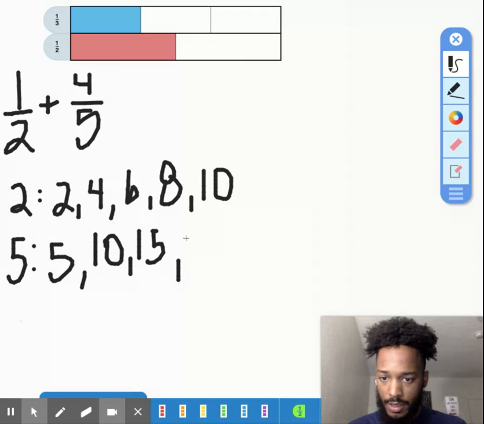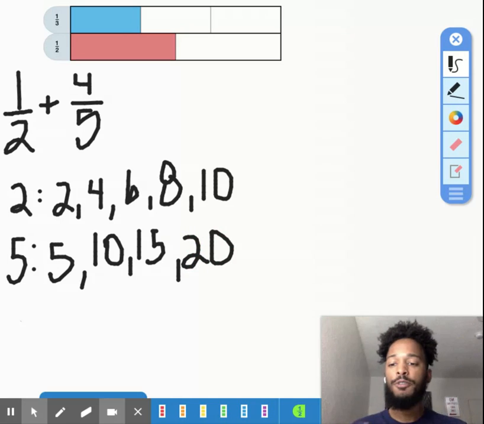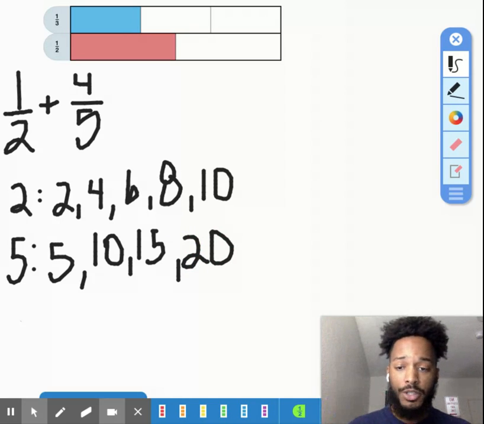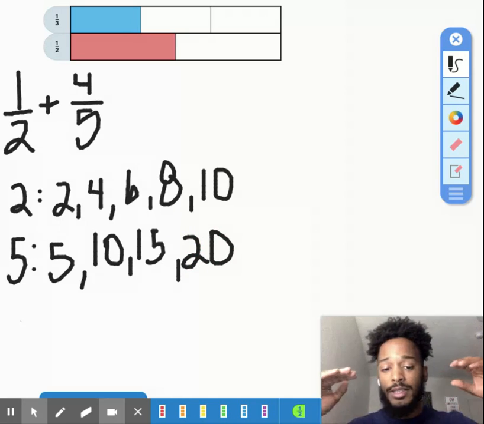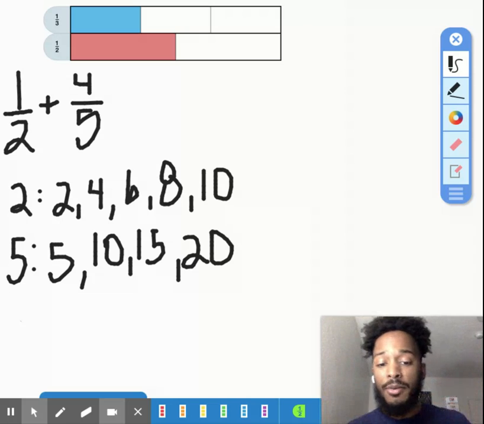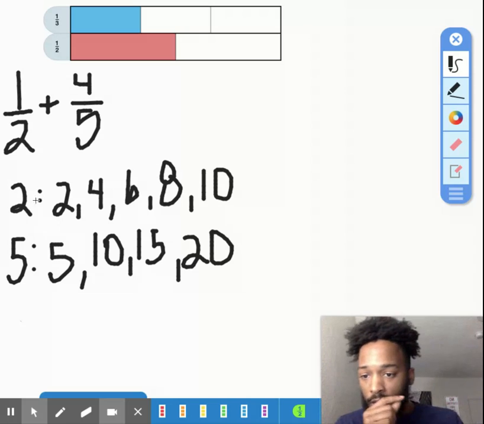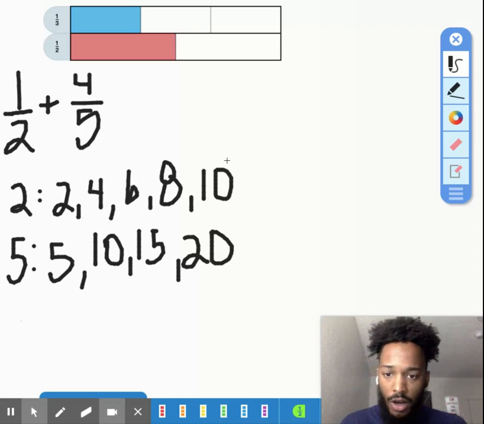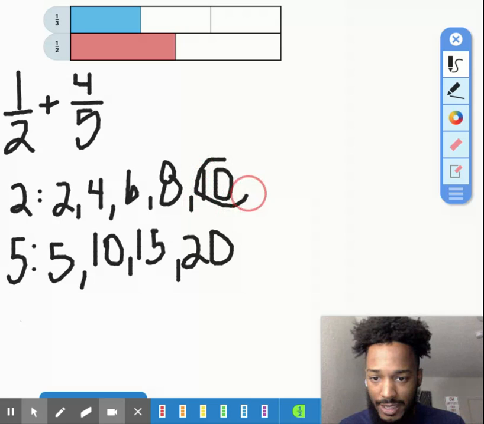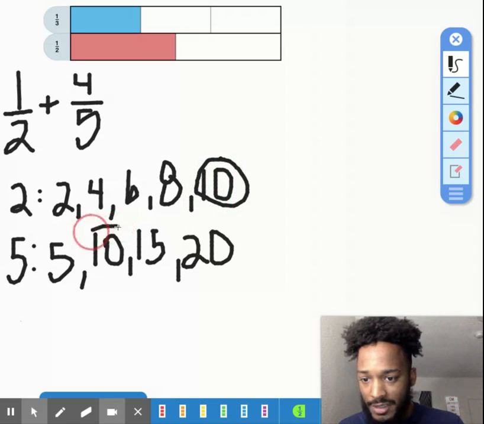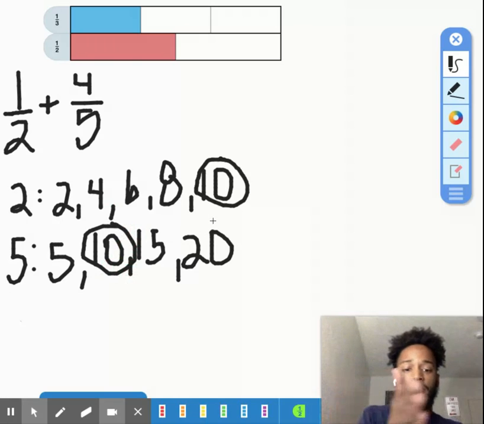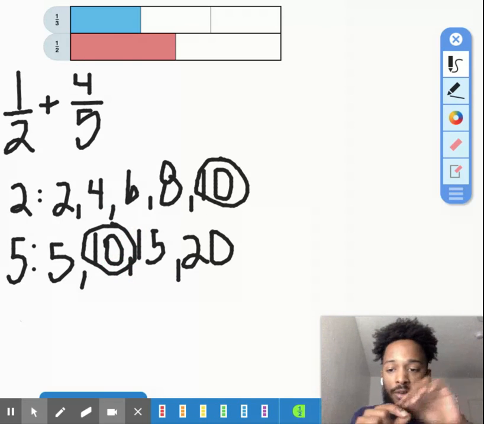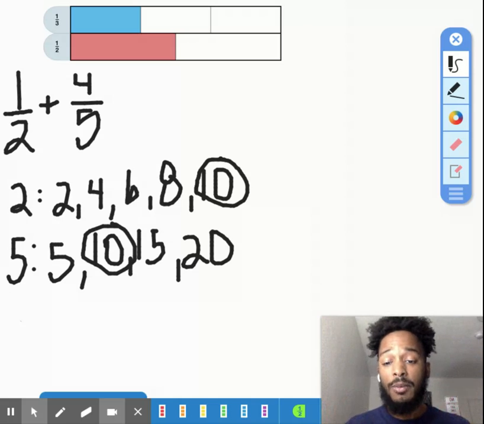and 20. Now that I've got a few of my multiples listed for my denominators, I want to figure out between those two lists what is the smallest number that they both have in common. I've got 2, 4, 6, 8, 10, and I've got 5, 10, 15, 20. I automatically notice that they both have a 10 in common, and 10 is the smallest number that they have in common. If you keep listing them out, of course, you're going to get other multiples that they both have in common, but 10 is the smallest.